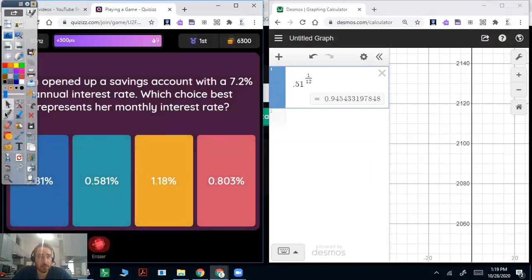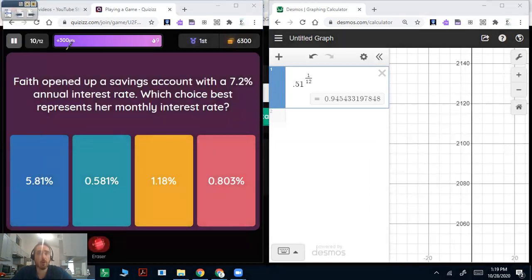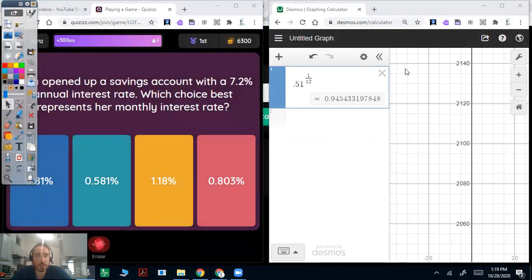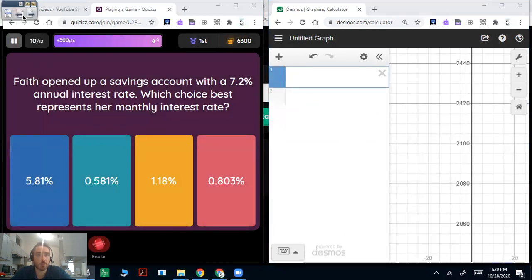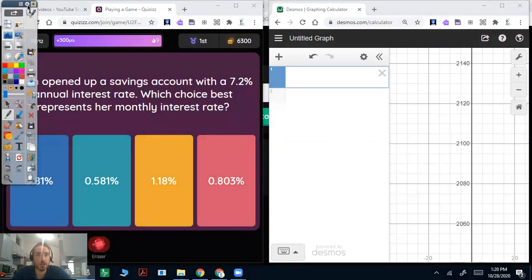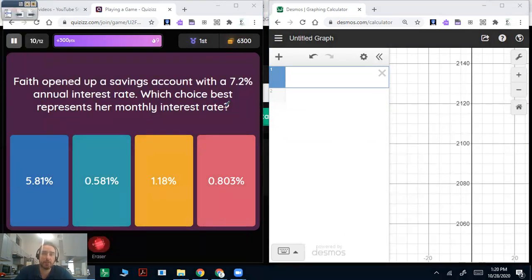All right, next question. Faith opened up a savings account with the 7.2% annual interest rate. Which choice best represents her monthly interest rate? Well, we have a similar situation going on like before. We want to make our monthly interest rate from our yearly interest rate. But in this problem, we're not given the whole equation. We don't know what it starts with.